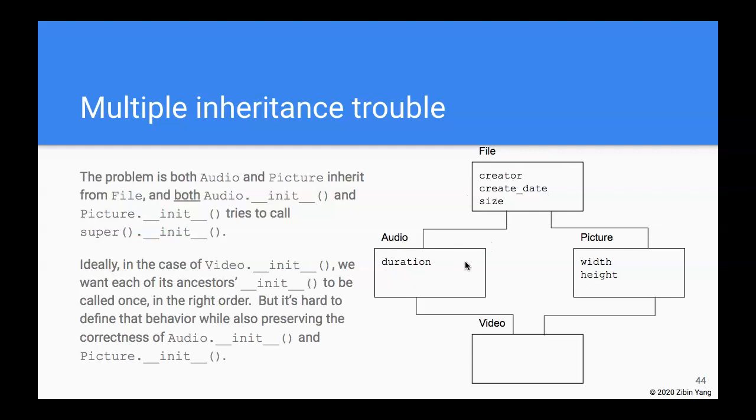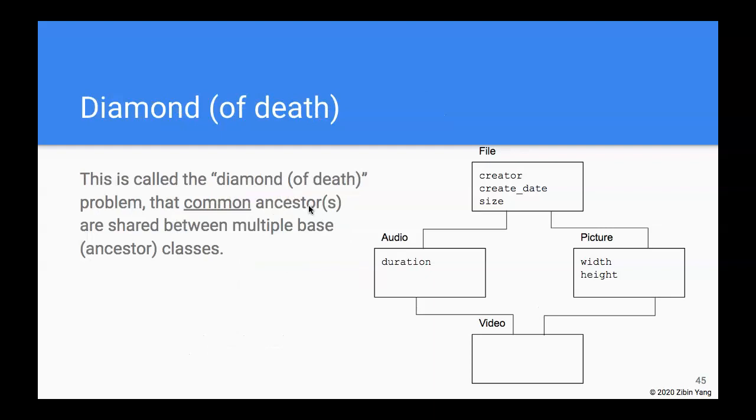So we don't want both of them to call the file's dunder init. However, if we are instantiating only audio, then we want the audio's dunder init to call the file's dunder init. And if we are instantiating the picture class, then we want the picture dunder init to call file dunder init. So we are in quite a mess of a situation here, and it seems there's no way that we can make everybody happy. So this is called the diamond problem, or to make it sound even scarier, it could be referred to as the diamond of death problem.